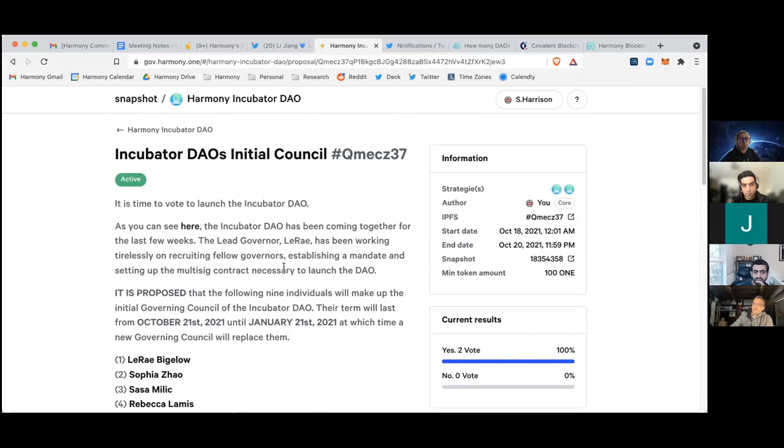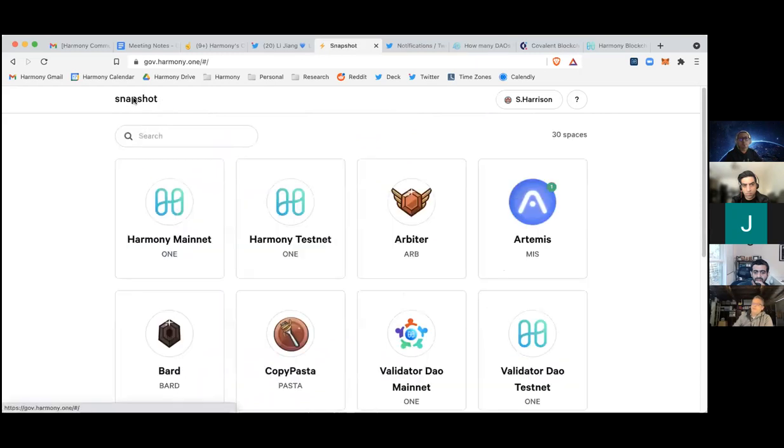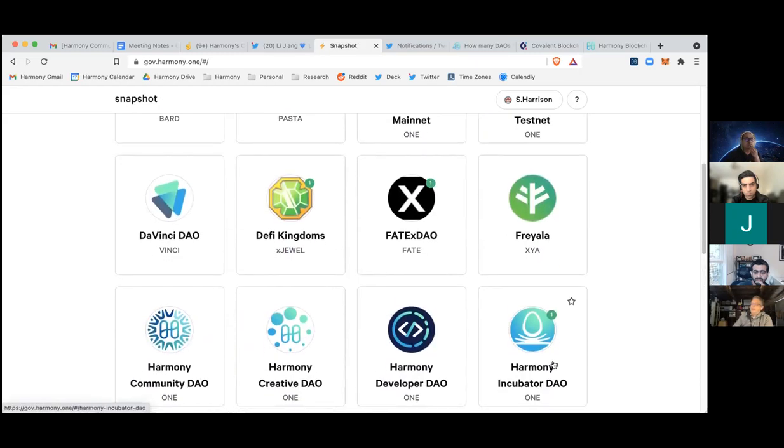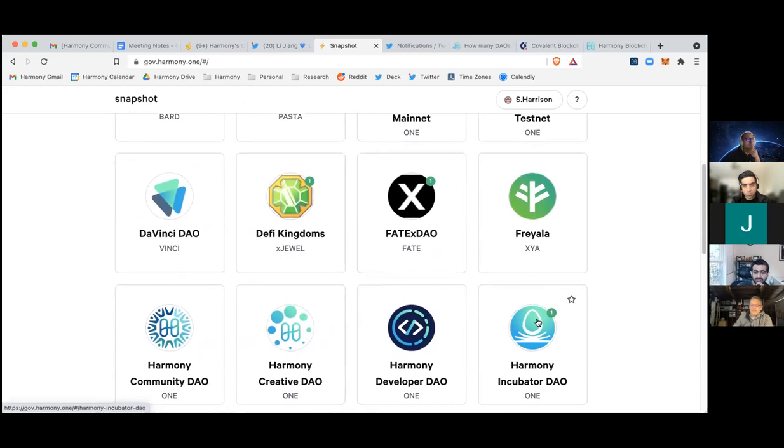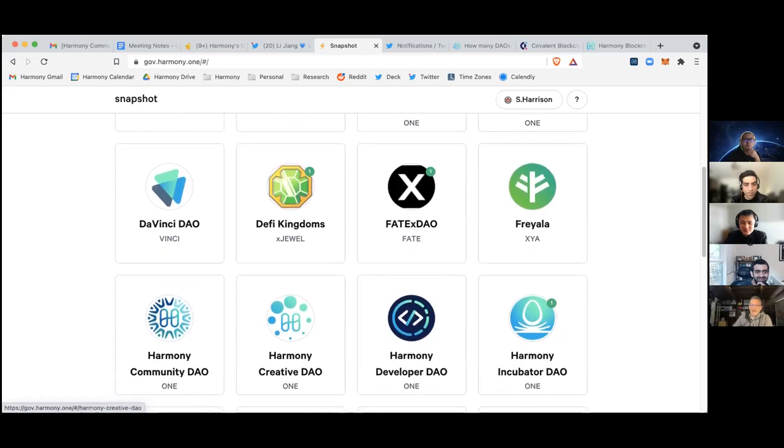So this is on Snapshot, right? There. It's an egg because it's an incubator. Huh? Yeah, no? Sam, Rosa has a question. Oh, fire away, Rosa. Let me look at my chat.